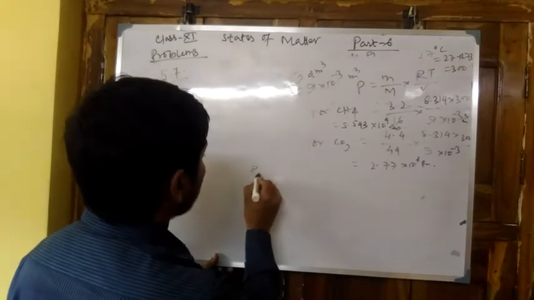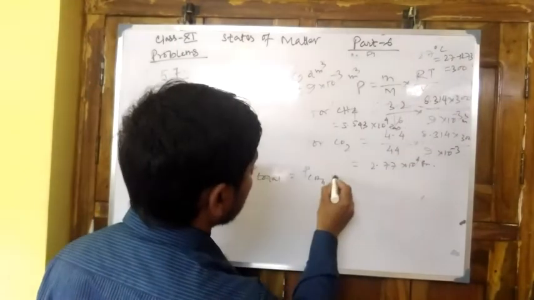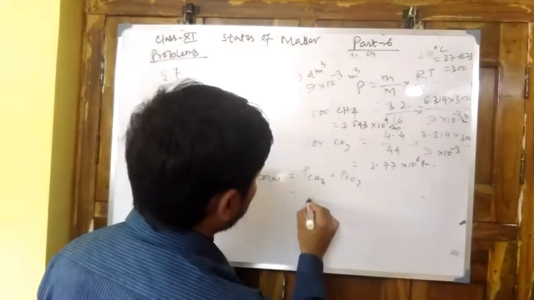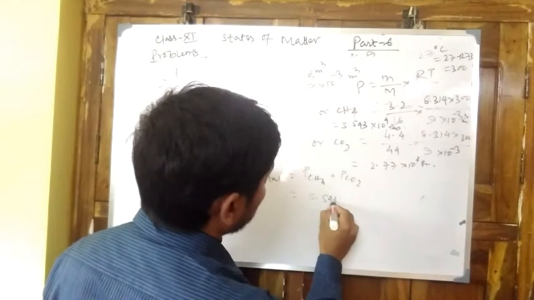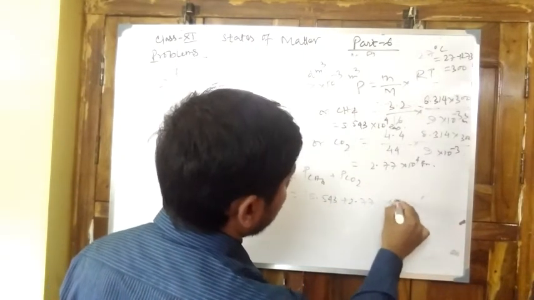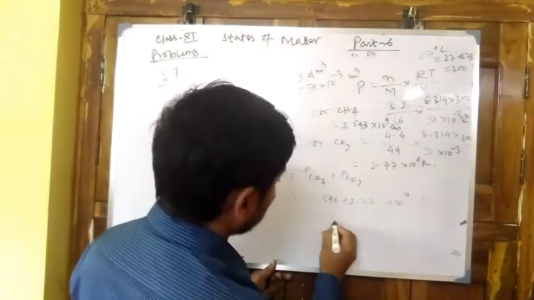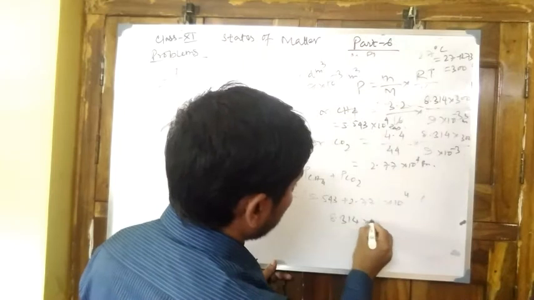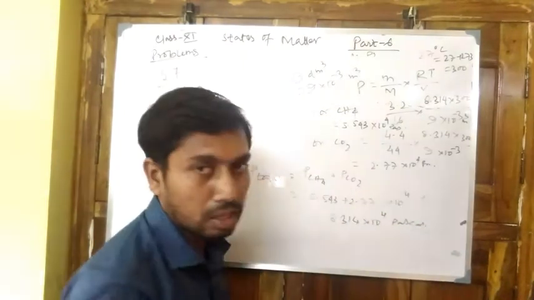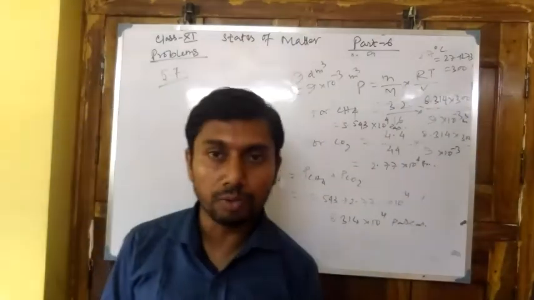So P total is equal to P of CH4 plus P of CO2, that is 5.543 plus 2.77 into 10 to the power 4, and the final answer will be 8.314 into 10 to the power 4 Pascal. So this is the final answer, that is 8.314 into 10 to the power 4 Pascal.